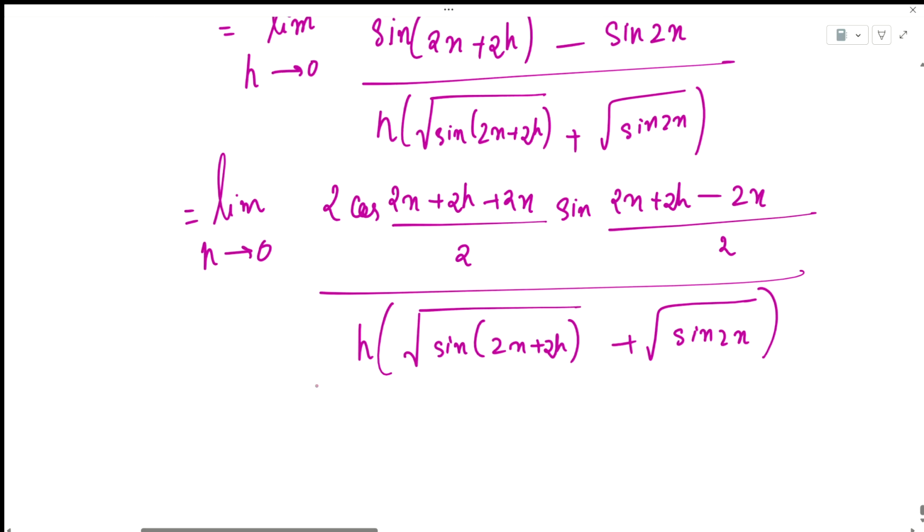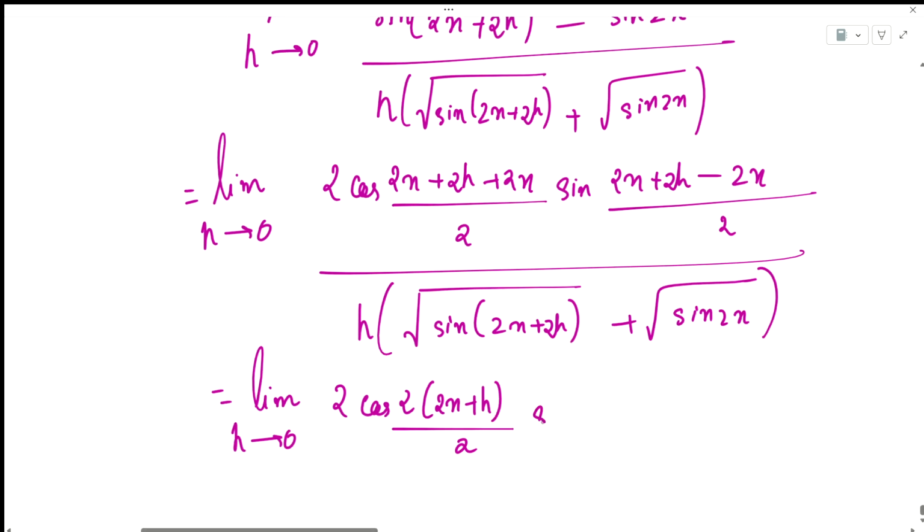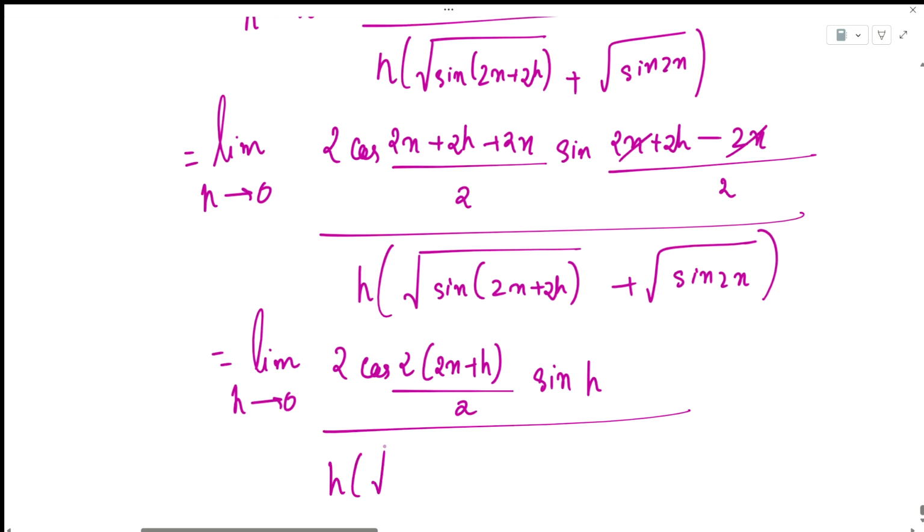Now this is limit h tends to 0. This gives me 2 cos of, see, 2x plus 2x is 4x, so 4x plus 2h. Also, if you take 2 common, we will have 2 times (2x plus h) upon 2, and on the bottom side, this will cancel out. 2h upon 2 is simply h. So this will be h, and then square root of sine of 2x plus 2h plus square root of sine 2x.